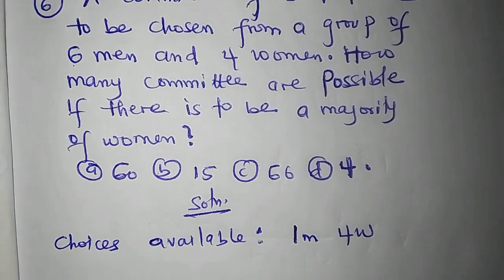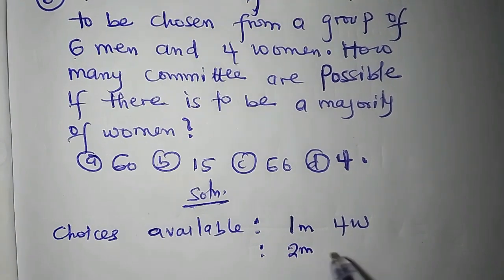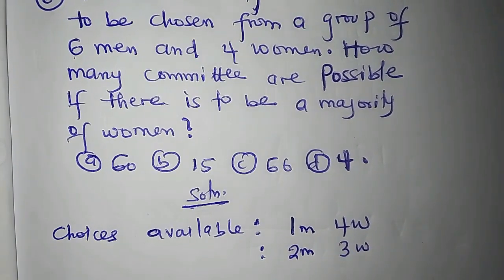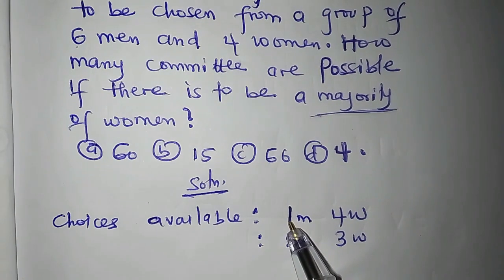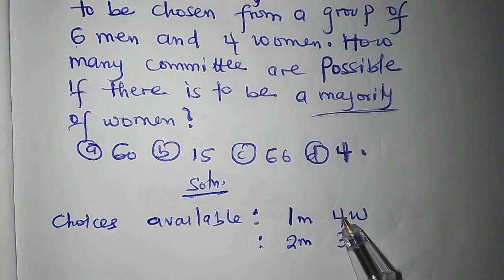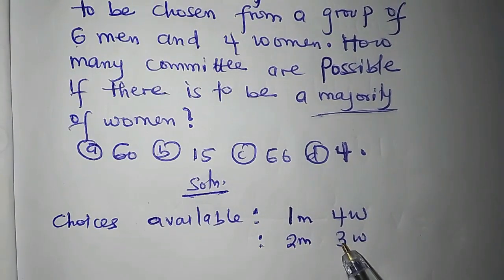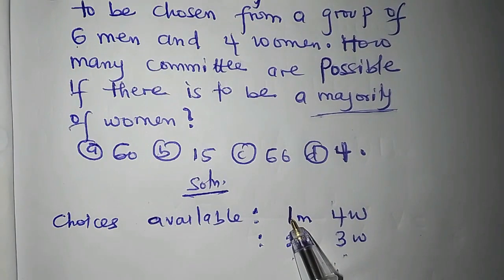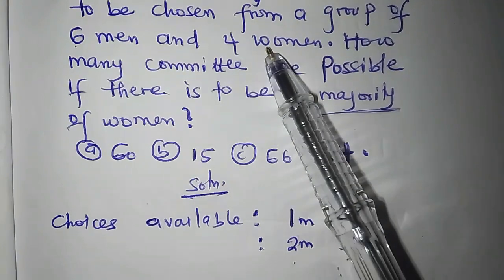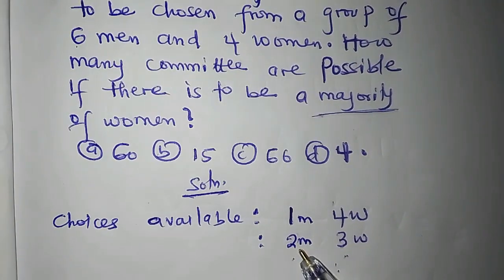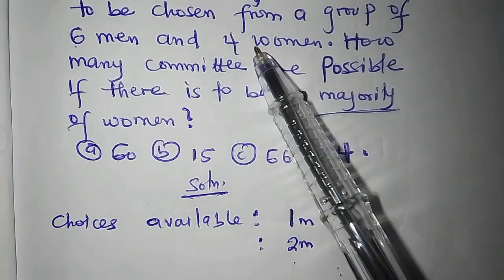That's one way. Or if we choose 2 men, then we will choose 3 women. That's all. These are the little choices that we have. If I choose 1 man, then the other will be women, 4 women. Women are more. If I choose 2 men, then the other will be women. So I will choose 1 man from 6 men and choose 4 women from 4 women, or choose 2 men from 6 men and choose 3 women from 4 women.